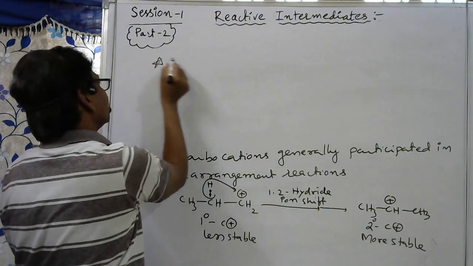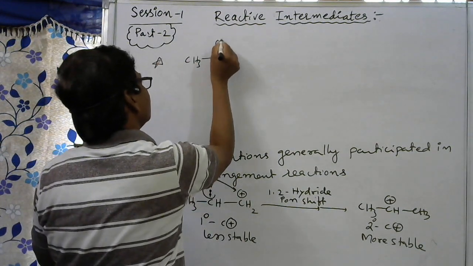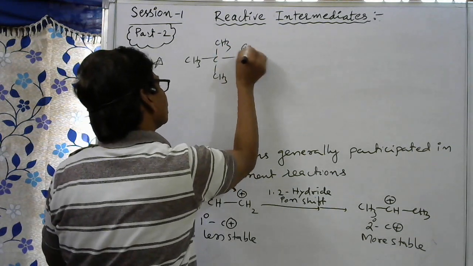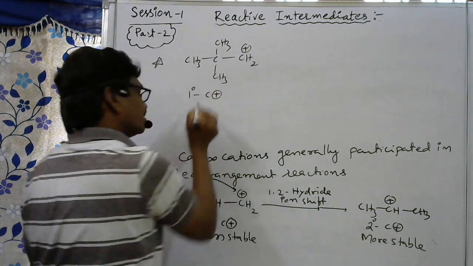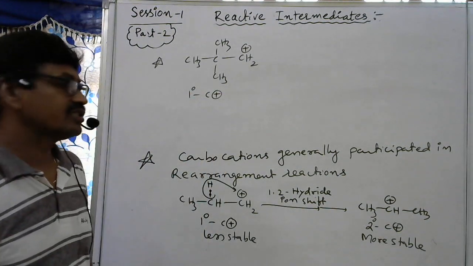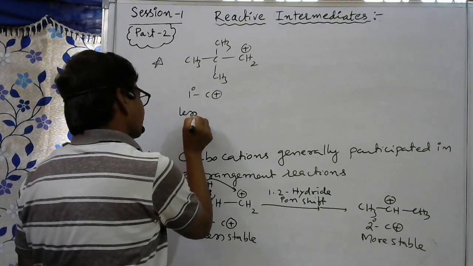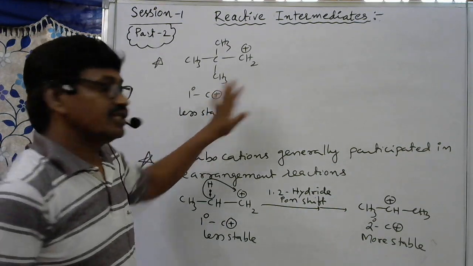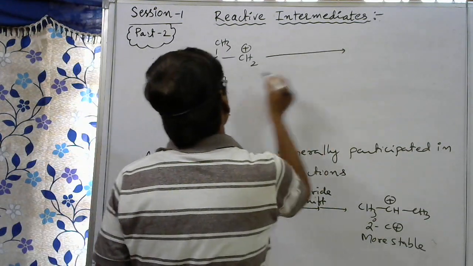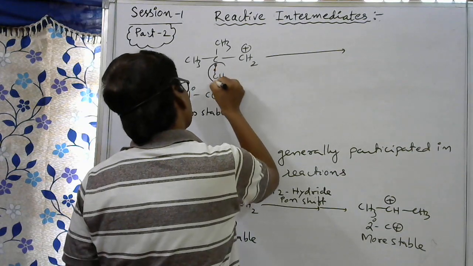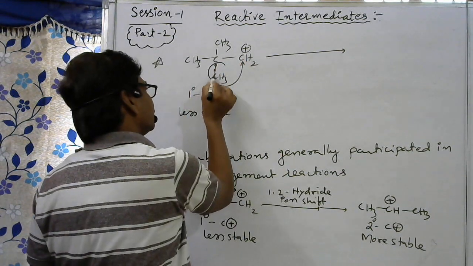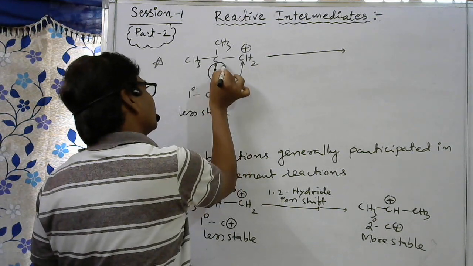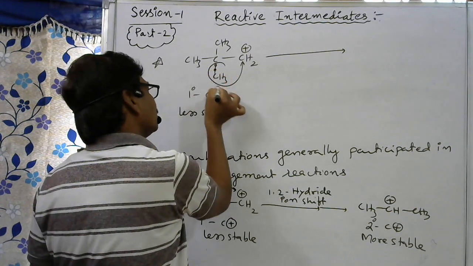One more example. Here CH3, here C, here CH3, here also CH3 I am taking, but here CH2+. This is also a primary carbocation. It is formed during a reaction, but this is less stable. So the product formed is not due to this. Here, to get a more stable carbocation, this methyl group is shifted from here to here by taking these two electrons. See, like this I have written. These two electrons are moving with the methyl group.